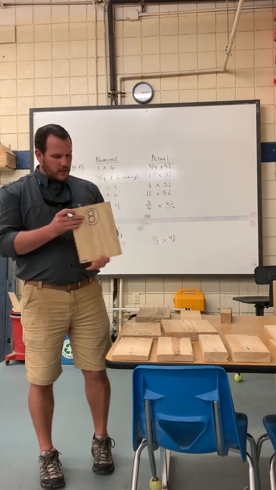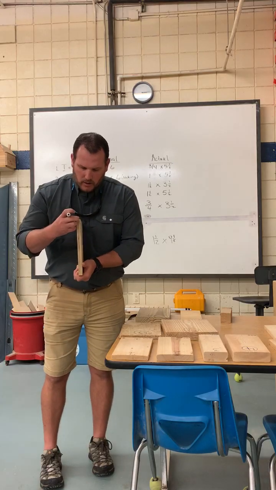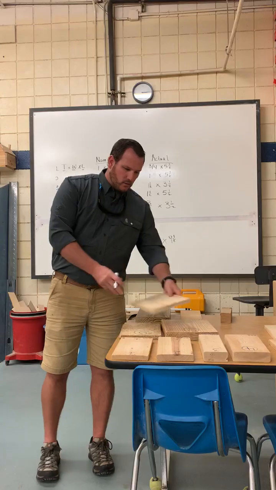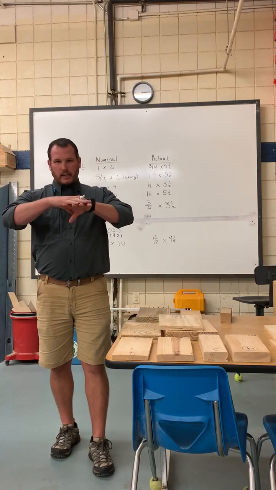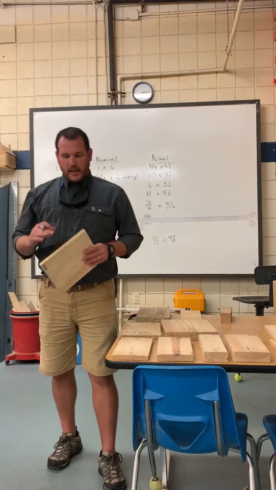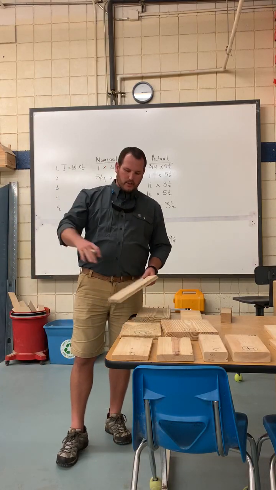If you look at this, the grain on this one is running this way. The grain on the second one, I can't see it, but I know it's running this way. What they do is cross stack the grain so that it makes it stronger. So they alternate each one: the grain runs this way on one, and on the next sheet the grain is running this way.